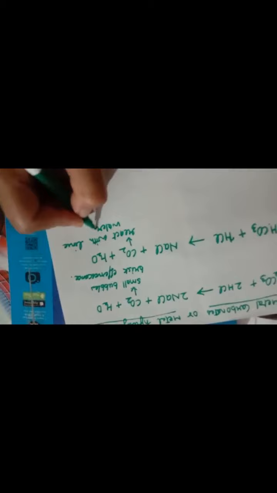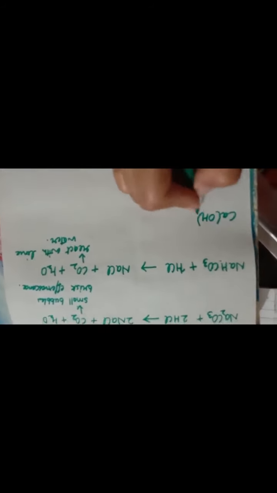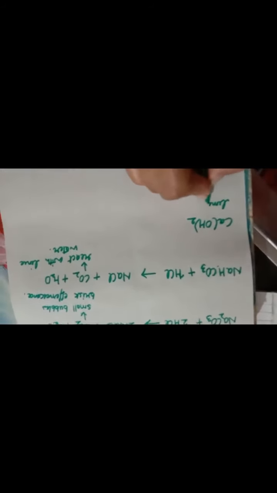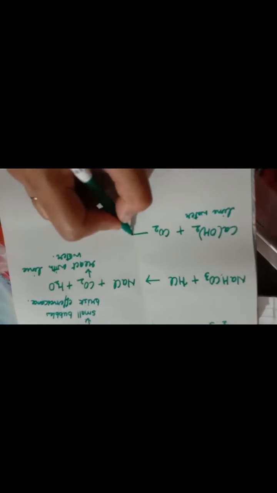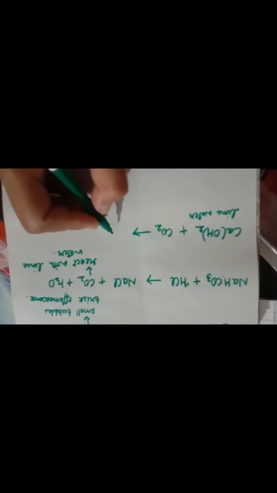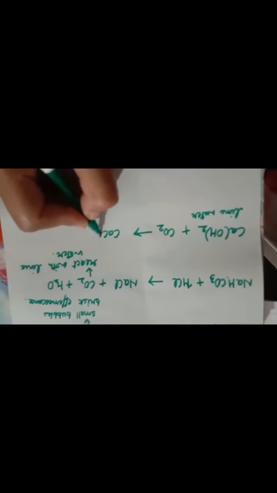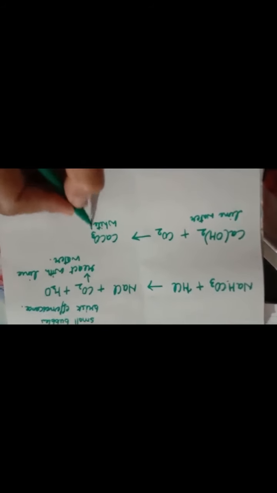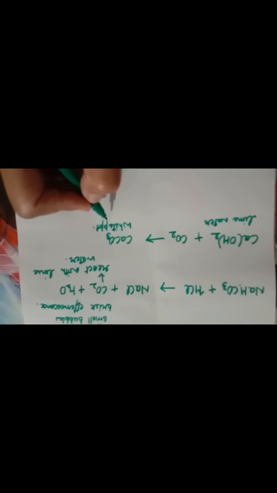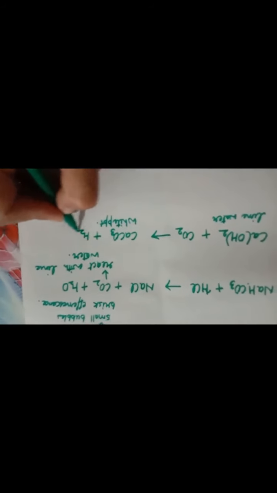It reacts with lime water, which we have done in our first chapter. So this lime water reacts with carbon dioxide gas, and it forms calcium carbonate, a white precipitate. So these white precipitates are formed of calcium carbonate.